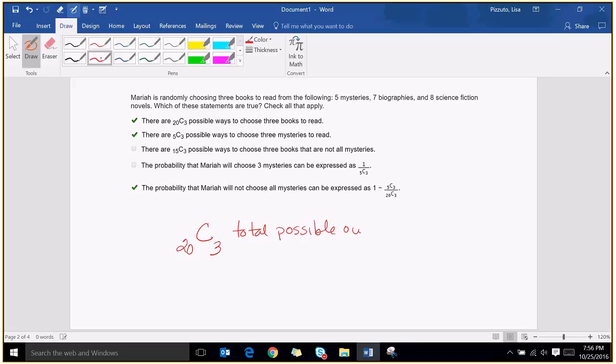So those are all the different ways that she can pick 3 books. That's your total possible outcomes. So that's a true statement.